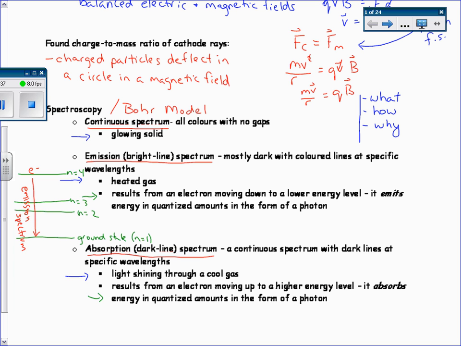But in order for an electron to move down an energy level to give you an emission spectrum, it has to have been excited somehow to move up an energy level by absorbing energy. So what happens is it absorbs energy somehow. So an absorption spectrum results from an electron moving up to a higher energy level. So it absorbs energy in quantized amounts in the form of a photon or a passing electron. Once it's absorbed that energy, then that energy allows it to move up. So maybe you have an electron here that moves up here, and then that's an absorption spectrum.